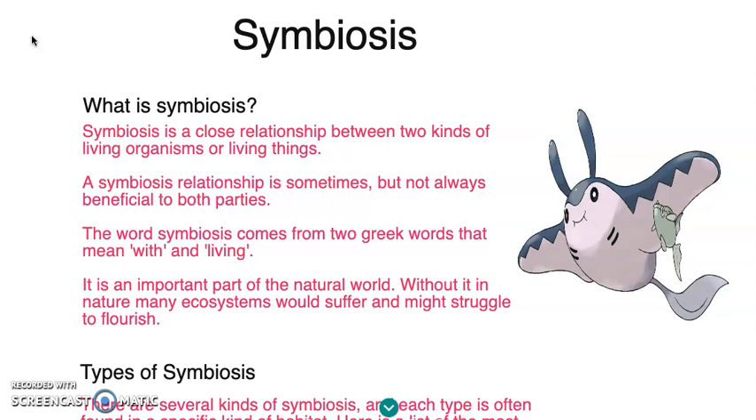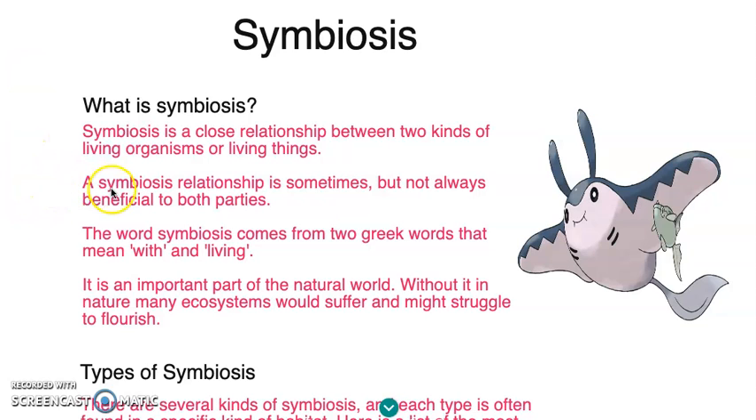So, what is symbiosis? A symbiosis is a close relationship between two kinds of living organisms or living things. A symbiosis relationship is sometimes, but not always, beneficial to both parties. The word symbiosis comes from two Greek words that mean with and living. It is an important part of the natural world. Without it in nature, many ecosystems would suffer and might struggle to flourish.